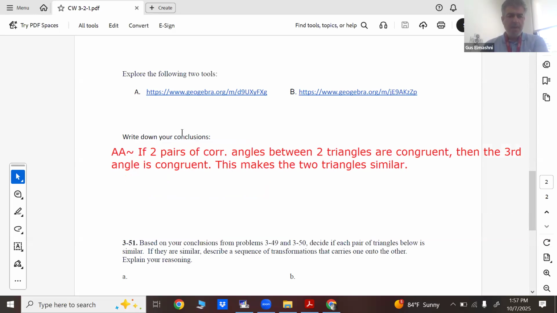and I'll accompany that with the diagram. Okay, again, not my best diagram.